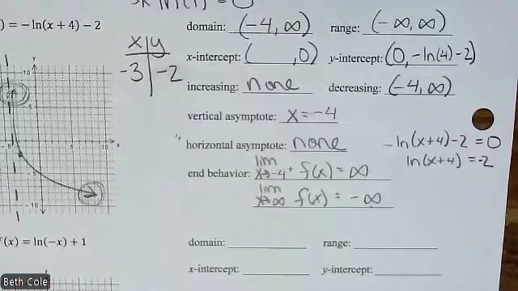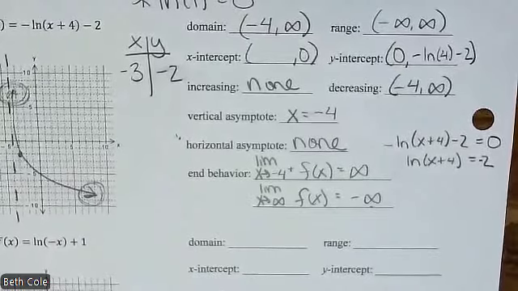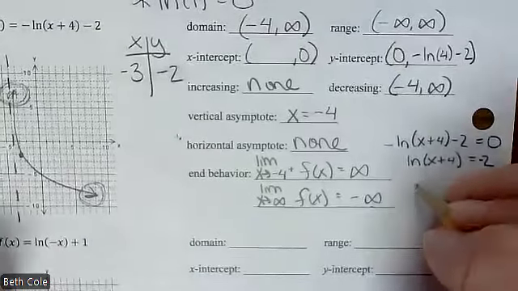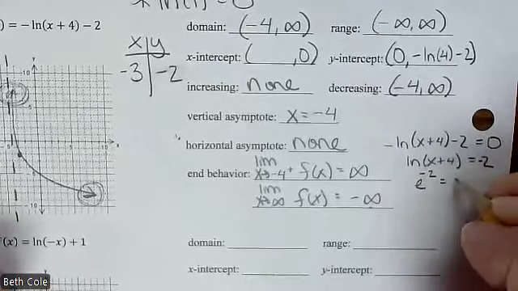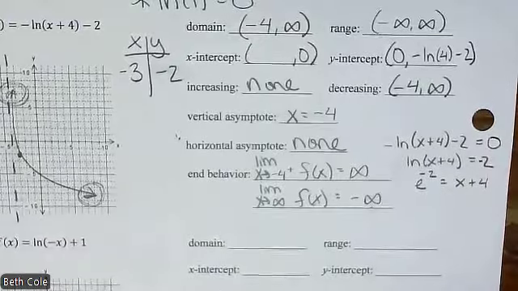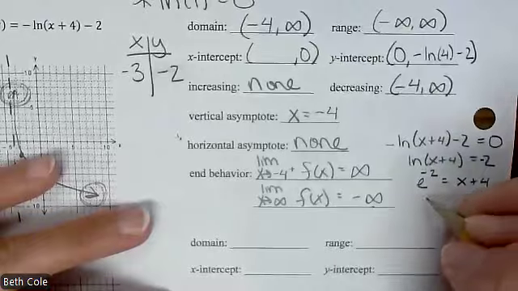I'm stuck. Are you stuck? You're going to get stuck. When you get stuck, what is the question? Megan Trainor, what is the base? Well, for ln, it is e. So it's e to the negative 2 equals x plus 4. And you got one more step, which is subtract the 4.